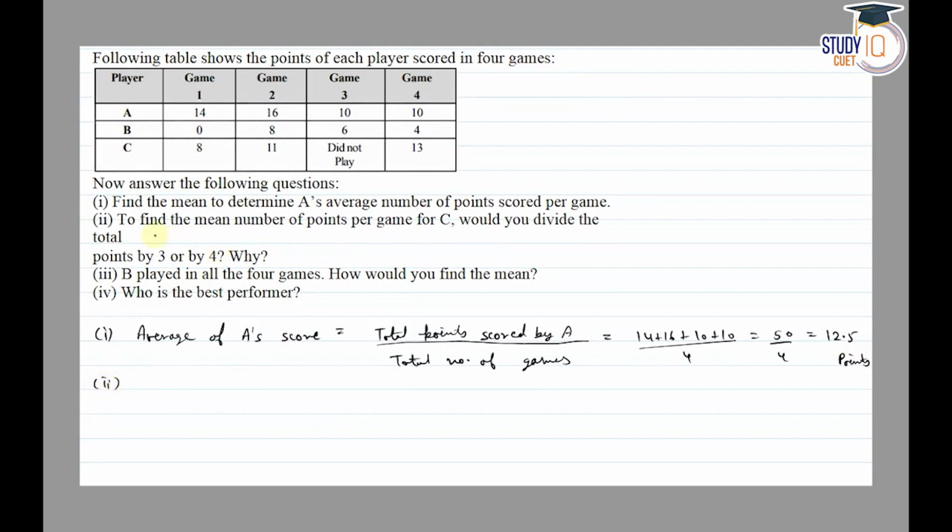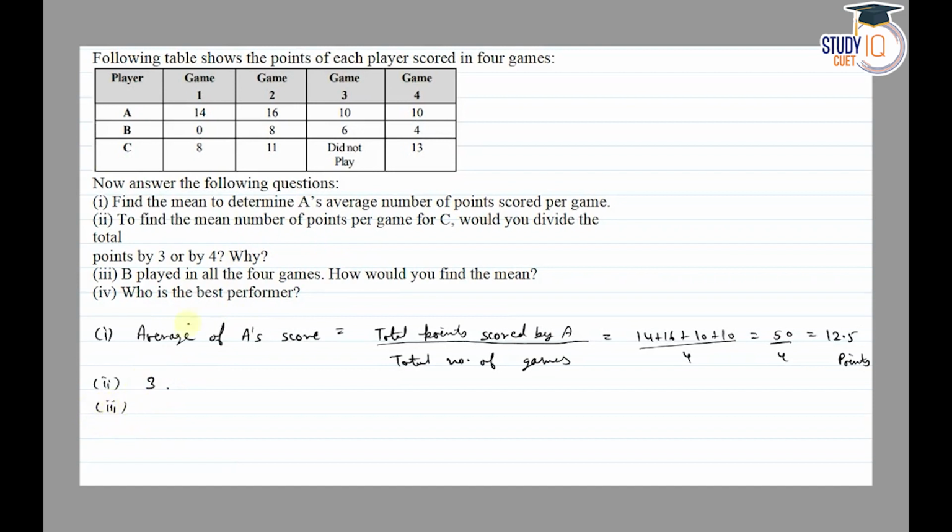Second, to find the mean number of points per game for C, would you divide the total points by 3 or by 4? Why? So, here C played only 3 games. Third game is missed by C. So 3 games ही खेले हैं C ने. So यहाँ पे आएगा हमारे पास 3. मीन नंबर फाइंड आउट के लिए हम 3 से डिवाइड करेंगे क्योंकि C ने ओनली 3 गेम्स ही खेले हैं.